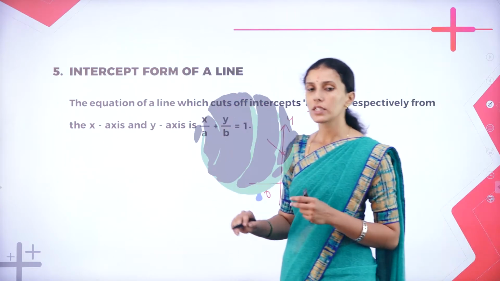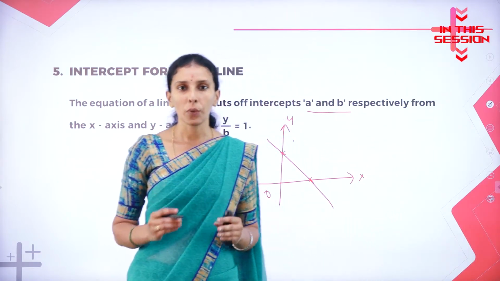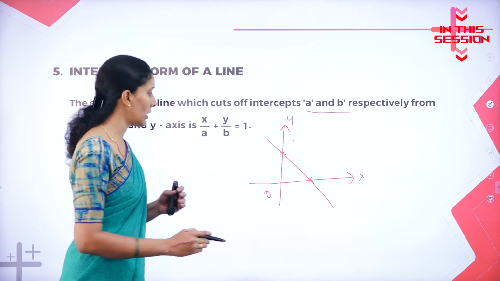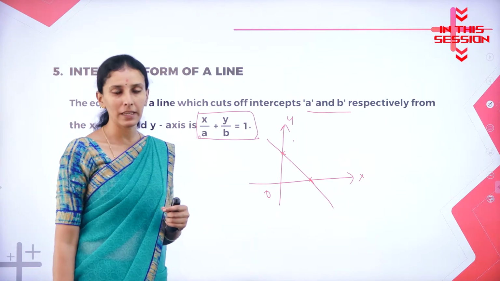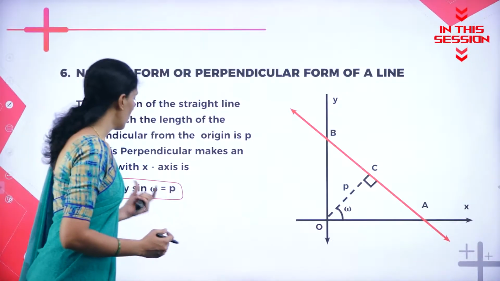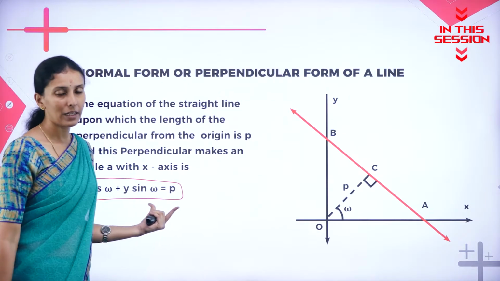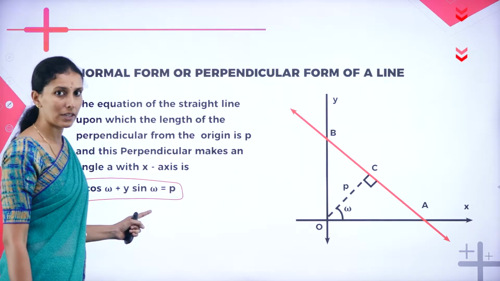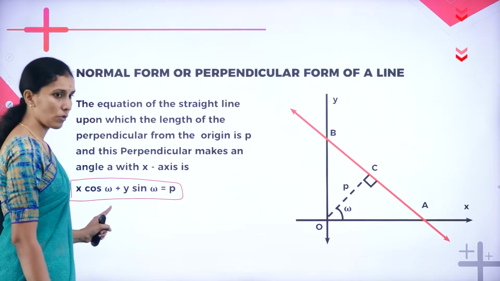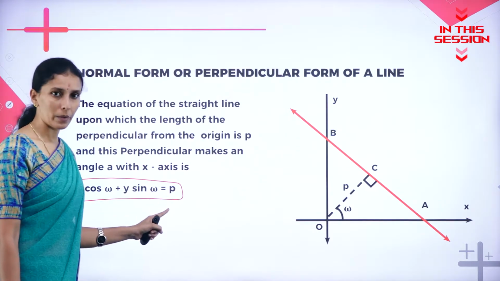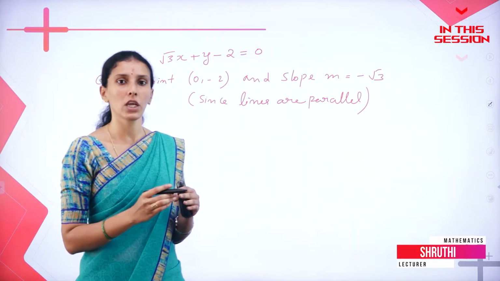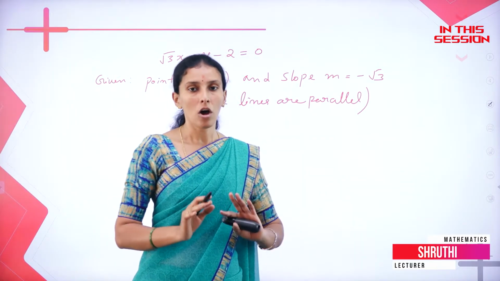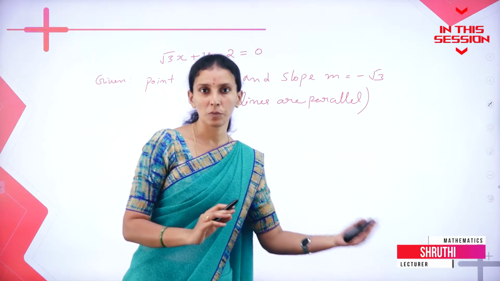So when those intercepts are given, the equation of a straight line can be written in the form of x by a plus y by b is equal to 1. So the normal form or the perpendicular form of an equation of line is denoted by x cos omega plus y sin omega is equal to p. Remember the condition: when the slopes are equal, the lines are parallel, or when two lines are parallel, their slopes are equal.